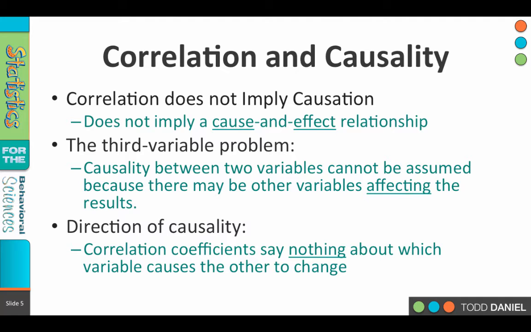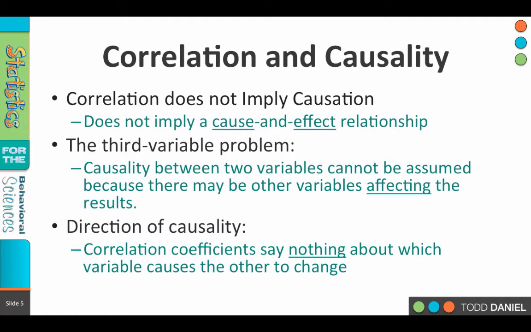For instance, we know there's a very strong correlation between night and day. If it's daytime right now, in about 12 hours, it's going to be nighttime. So what we know is there's a strong correlation, but does that mean that day is causing night or night is causing day? No, they're both caused by the rotation of the Earth around the sun.